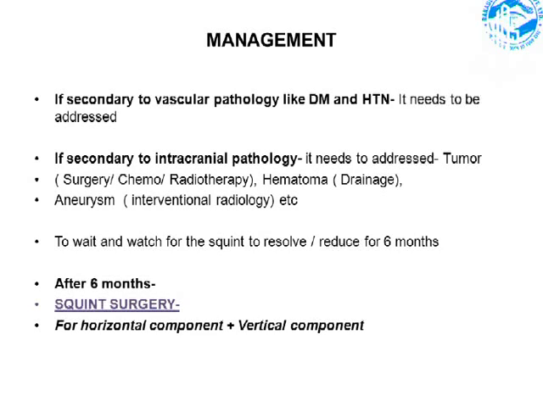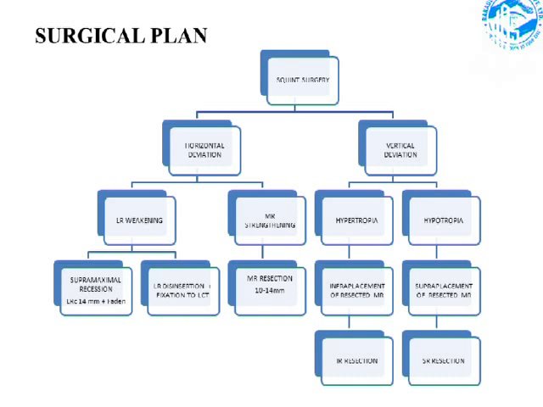We have to wait and watch for the squint result for at least 6 months. And after 6 months, we can have a proper thorough plan of managing the squint. So you can see a small flowchart here mentioning how to manage the squint in the case of cerebral palsy.